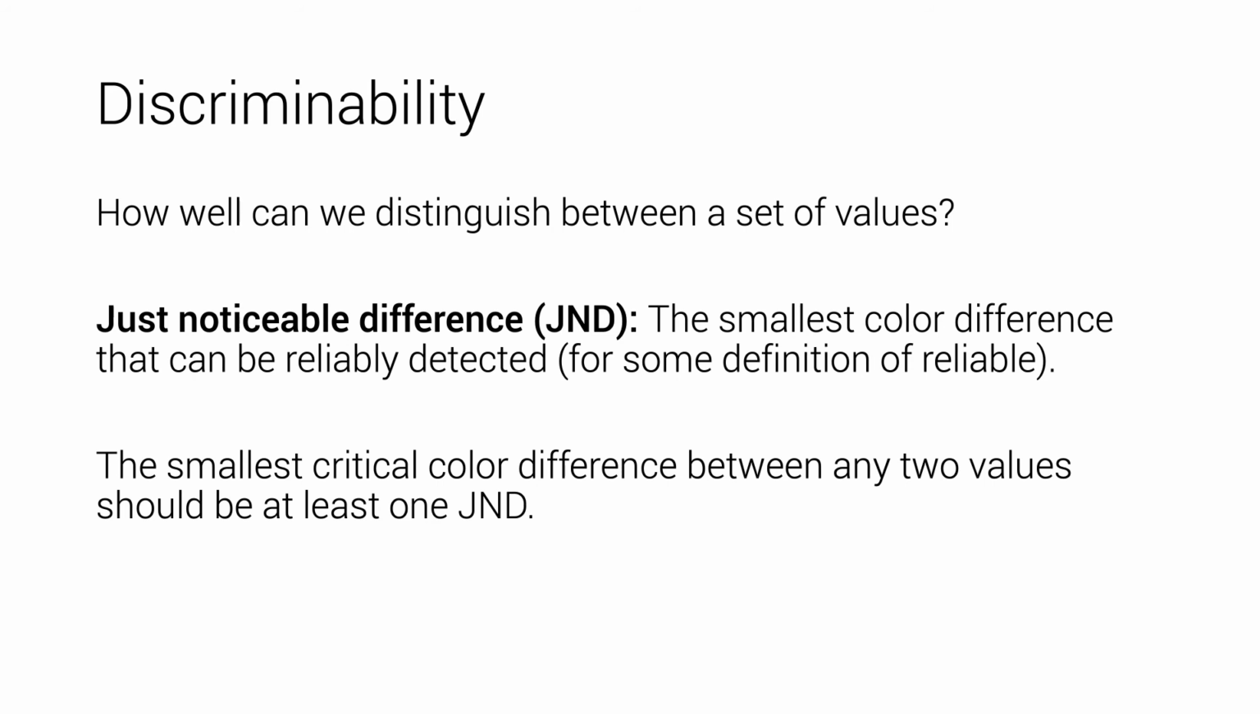75% of the time. In the context of data visualization, when we're thinking about JNDs, we essentially want the smallest critical color difference between any 2 values to be at least 1 JND in size. So that is, a JND corresponds at the very least to the smallest important difference in our data.